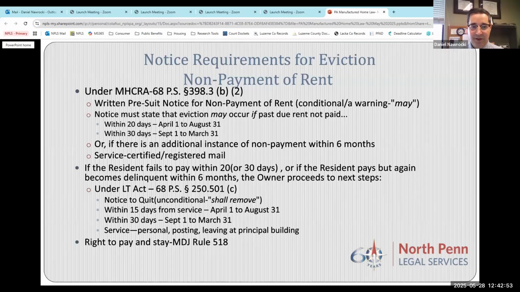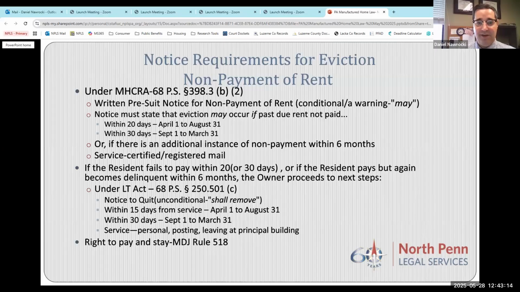If it's during the summertime, it's a 20-day notice. If it's during the winter time, September 1st to March 31st, it's a 30-day notice. And then the MHCRA also allows eviction if they do fall behind on rent again within a 6-month period.